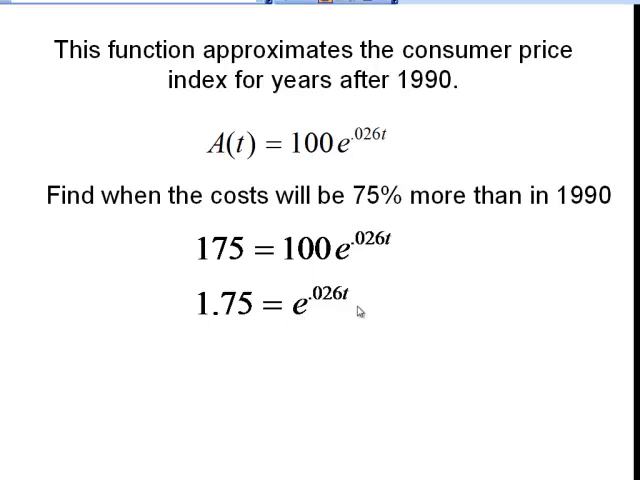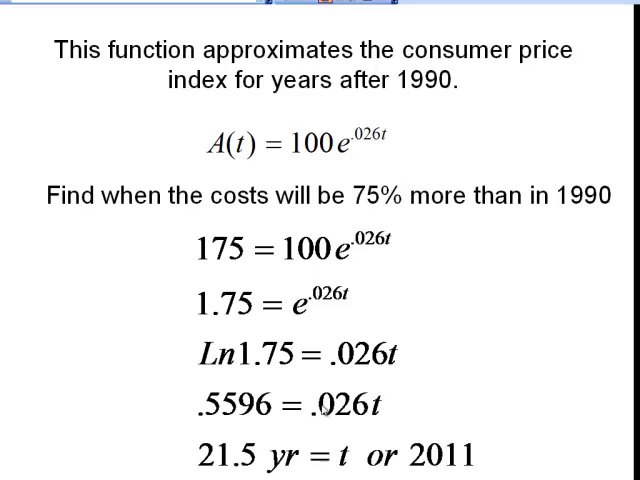ln 1.75 is equal to 0.026t. Take your calculator, type that in. Divide by 0.026. It turns out to be 21 and a half years. If the consumer price index started in 1990, 21 and a half years from that into the future is 2011. So that's how you work problems involving exponents and logarithms.